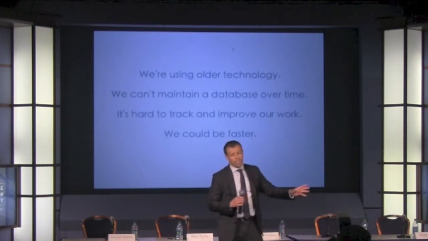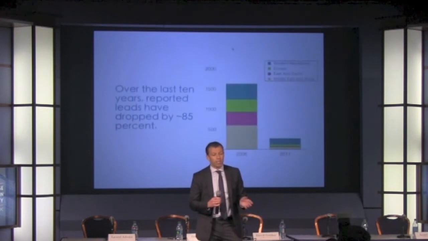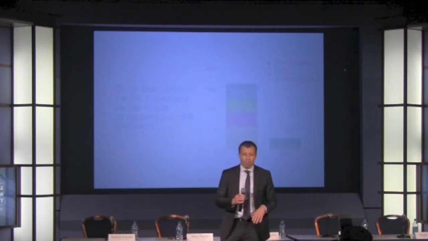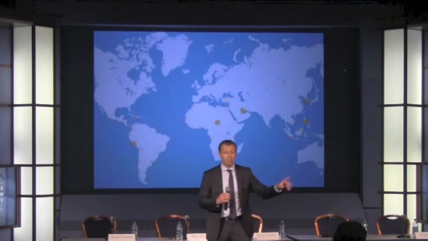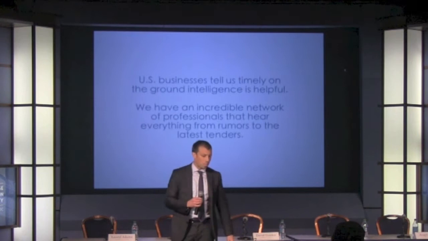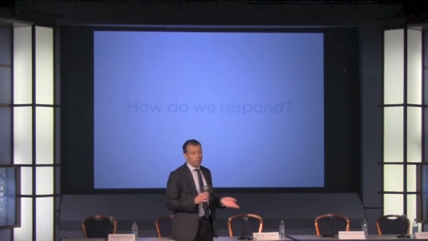We're using older technology, and there are other problems that are preventing us from collecting leads. As a result of this and other things, leads reported have fallen by about 85%, right? That looks great in a graph, but even better on a map. There's 85% gone. But US businesses tell us that this information is really useful. So how do we respond to that?